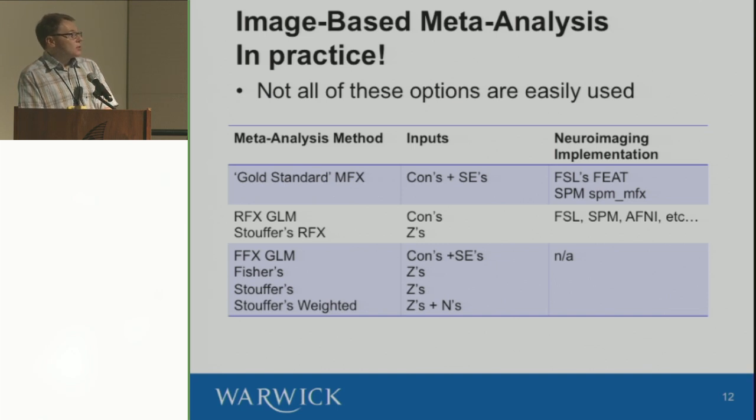Okay, so what are the options for these methods here? The gold standard method is based on the contrast and the standard errors. It is available in these two packages. The other methods that are practical are the random effects GLM, where you just shove in the contrast from each study, or the Stauffer's random effects, where you just use the z's of these, and you could do those methods. Presently, these methods are not implemented or available.